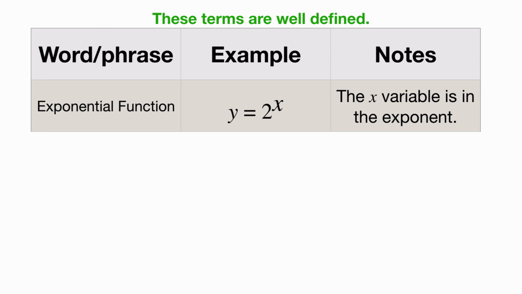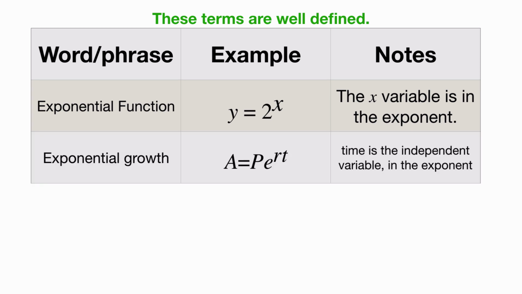The independent variable has to be in the exponent. And so you've got a couple examples of exponential functions. For example, exponential growth. Here is the classic compounding interest formula. Notice that t, the independent variable, is an exponent of e.